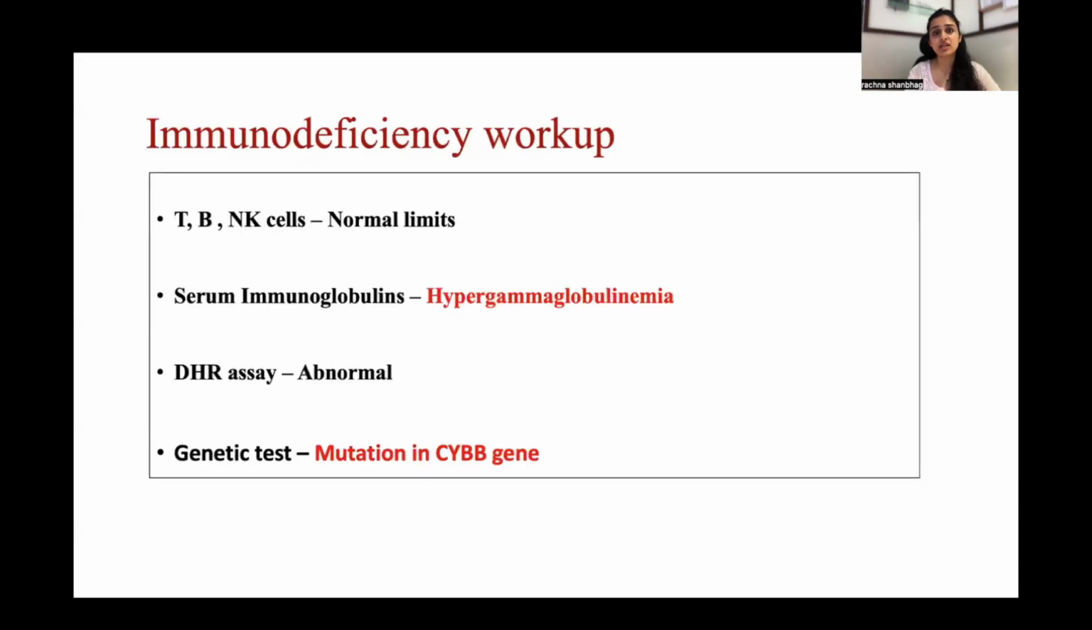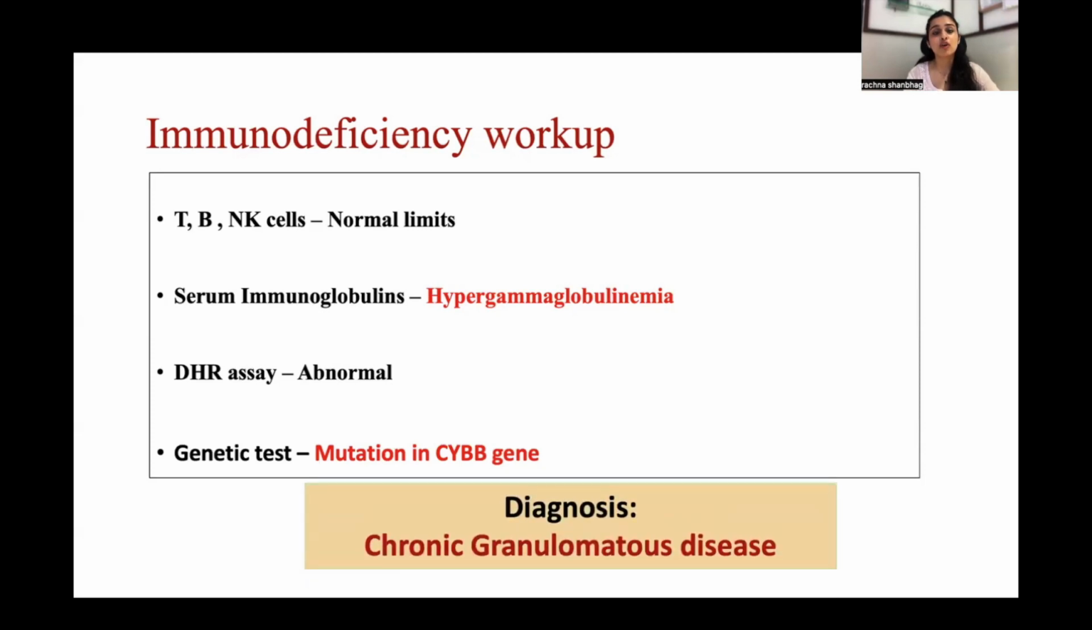Suspecting disseminated BCG in this child and suspecting an underlying primary immunodeficiency, immunodeficiency workup was carried out. The T cell, B cell, and NK cells in this child were within normal limits. However, serum immunoglobulin levels showed hypergammaglobulinemia. Since chronic granulomatous disease was one of the suspected PIDs, a DHR assay was carried out and was found to be abnormal. The genetic test showed a mutation in the CYBB gene, hence confirming the diagnosis of chronic granulomatous disease in this child, presenting as disseminated BCG infection.